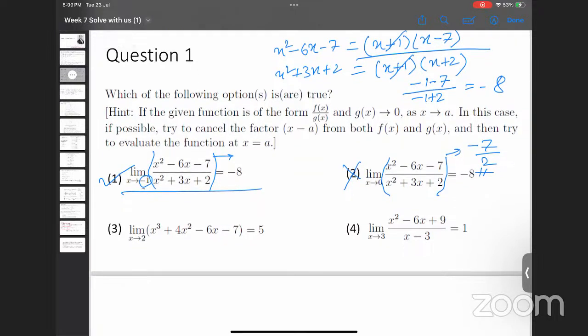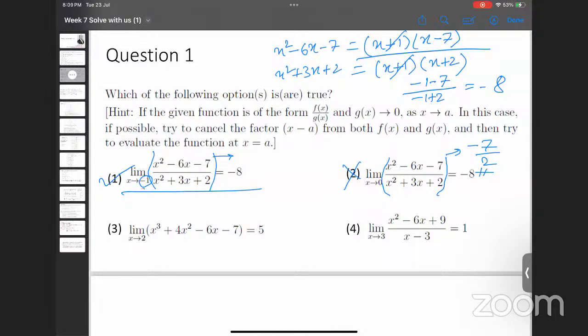What about option C? Here we have just a polynomial function. Ma'am, please repeat question 2. Question 2 or option 2? Option 2. Okay. So you can see if we directly put x equals 0 here, there is no problem with the function, right? It will be a finite point. So at x equals 0, the function is defined. So it will be the limit of the function, which is -7 by 2.